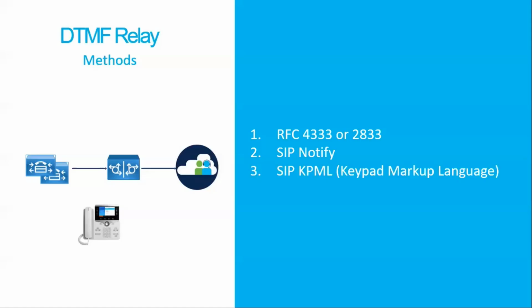The first one, RFC 2833, is in-band. That is, the DTMF keys will be sent with the same audio as the user's voice. The out-of-band relays, that are SIP NOTIFY and SIP KPML, the DTMF relays are sent separately from the user's audio.